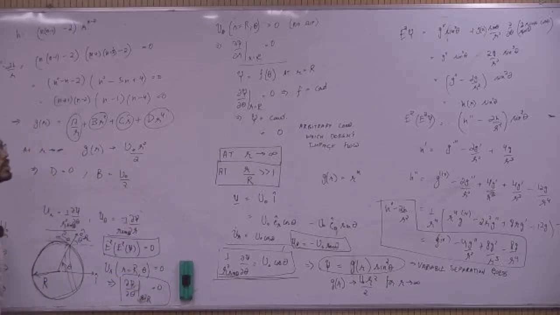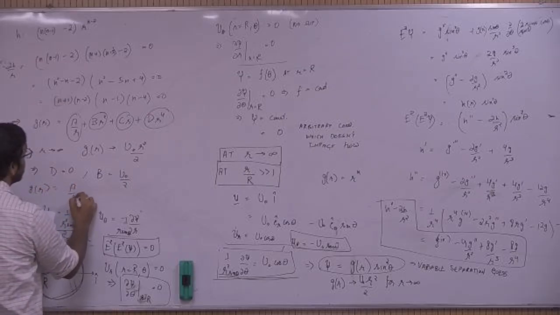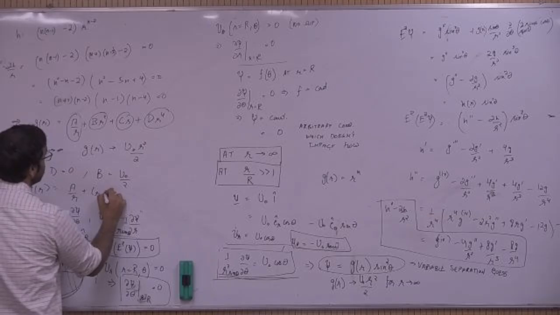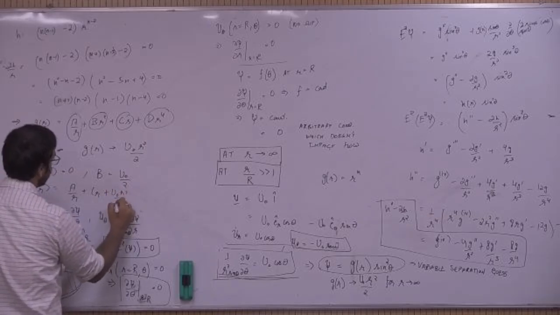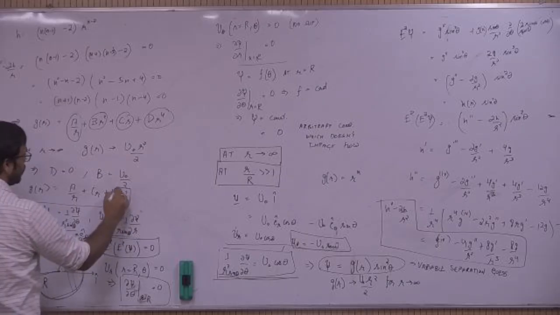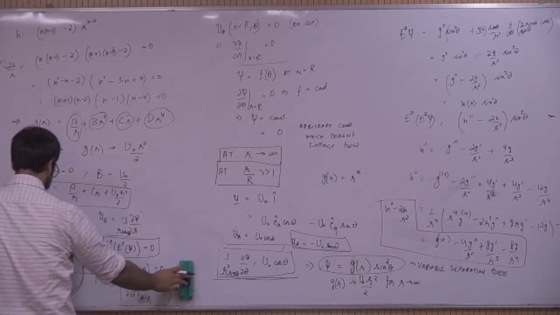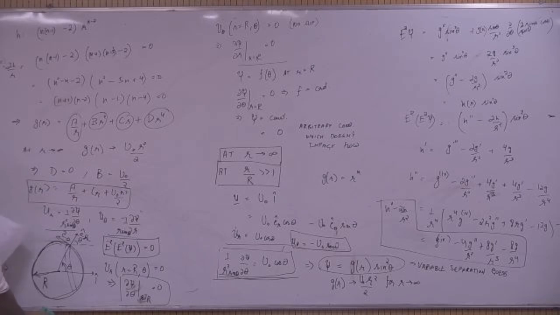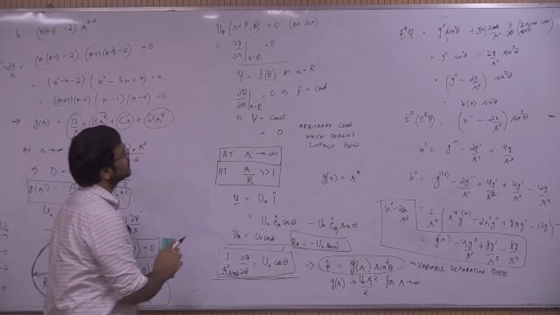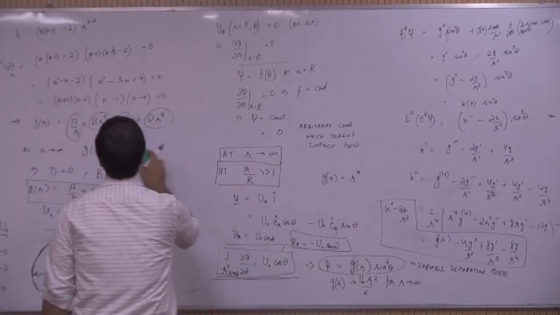Br square is dominating cr, so I cannot say anything about c and a. A and c are still remaining to be found. So from here we get that g of r should be a by r plus cr plus u naught r square by 2. I don't want to rub this part. We'll try to work here.